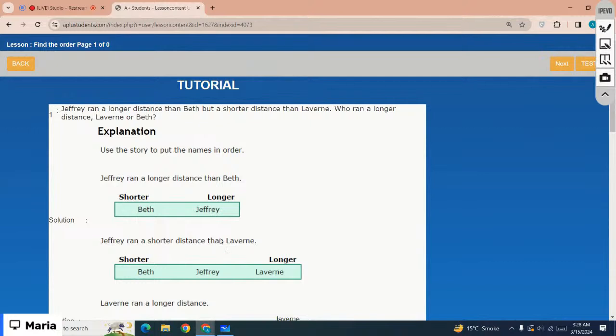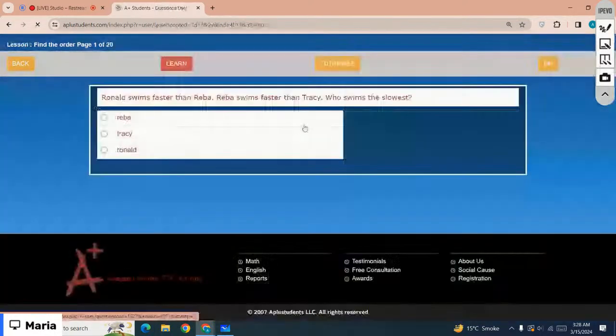Jeffrey ran a shorter distance than Leverin. So that means Jeffrey has a shorter distance than Leverin. That means Leverin has the longer distance, right? You just have to read the question carefully, find the order, and then you have to find the answer, right? Let's start with the first example.